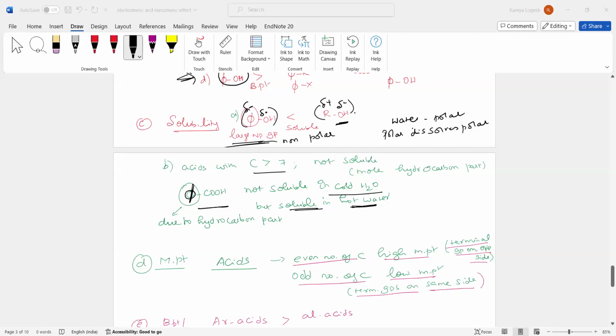So generally, those carboxylic acids with more than 7 carbons, when it is an octanoic acid, are not soluble because they have more hydrocarbon part. So these kinds of questions are quite common, very common.